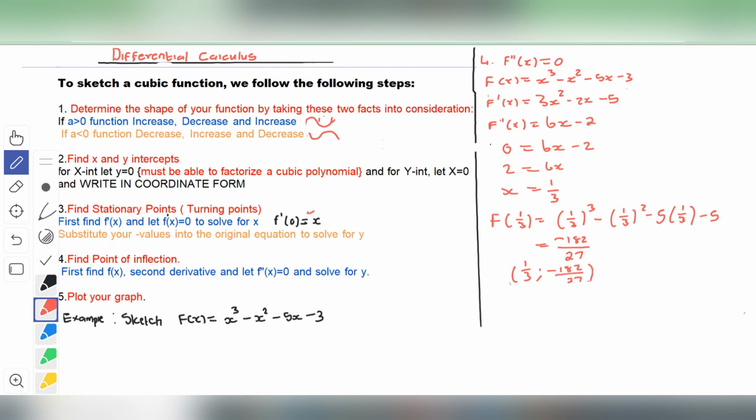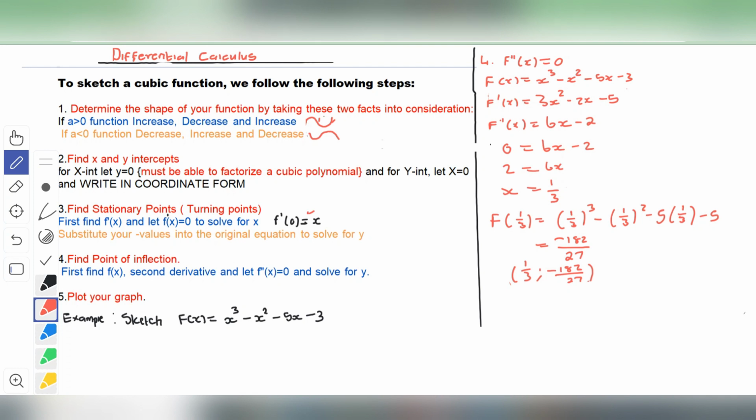So you saw that whenever we determine the point of inflection, we derive twice, right? And whenever we determine the stationary point, we derive once, right? So you need to remember those things. When we find the point of inflection, we derive twice. When we find the stationary points or the turning points, we derive once, and then let the first derivative equal to 0, right? So now we are going to draw or plot the graph using the values that we have.